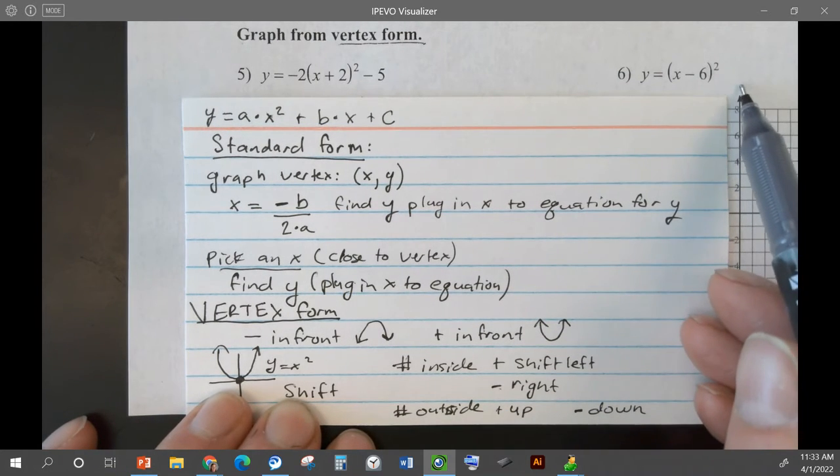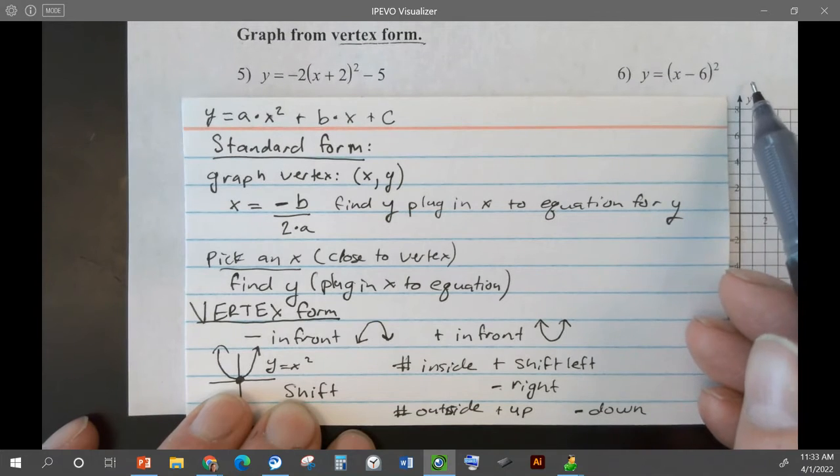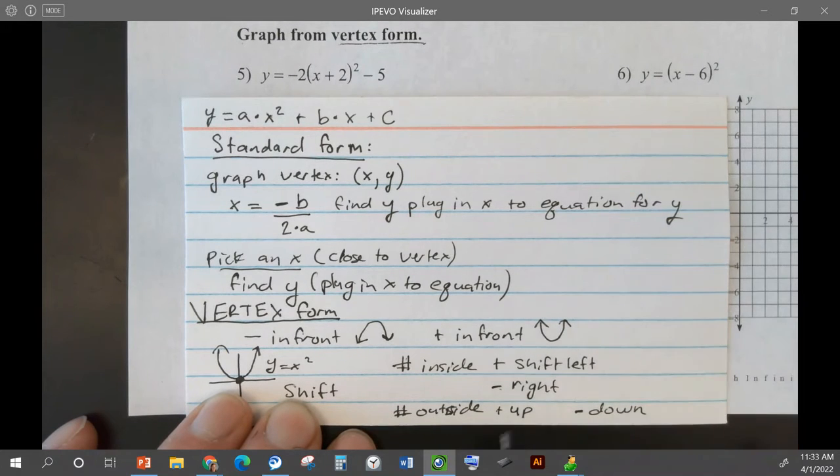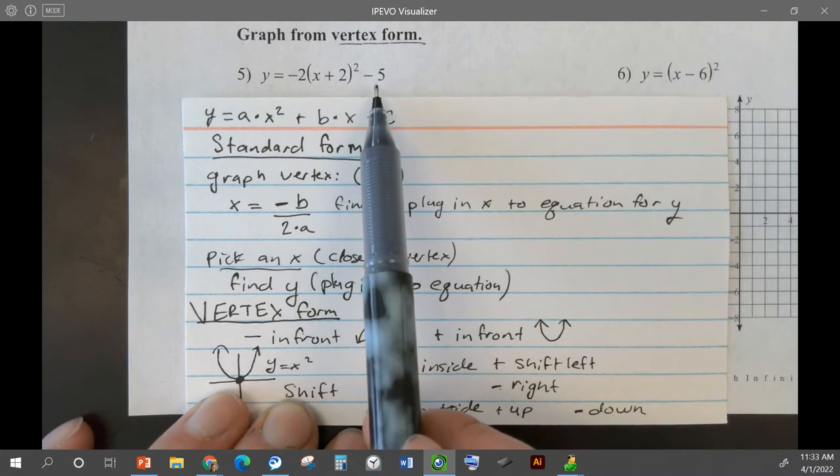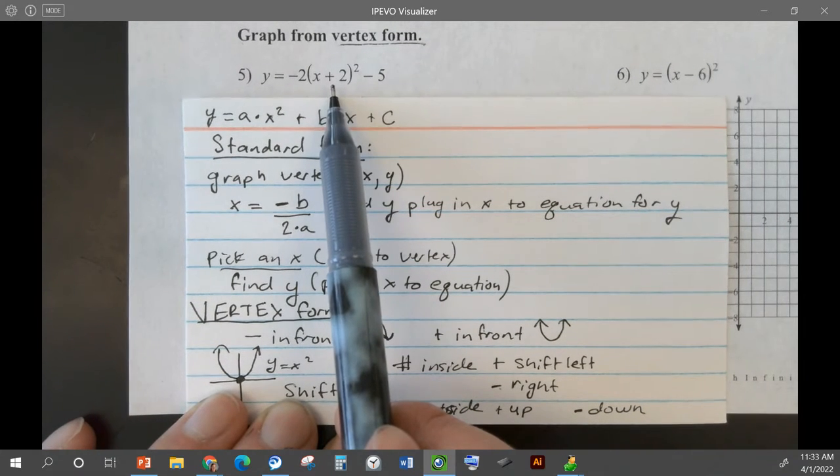So here, this one doesn't have a number on the outside, so it's not going to go up or down, but there's a negative number on the inside, so it's going to shift left. This one has a negative on the outside, that's going to shift down 5 and left 2.